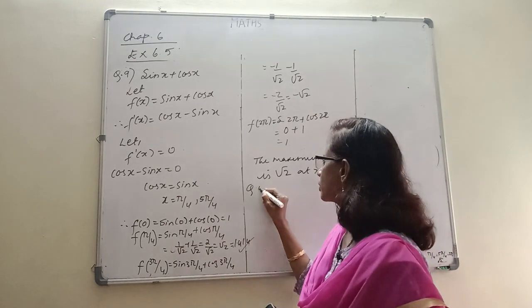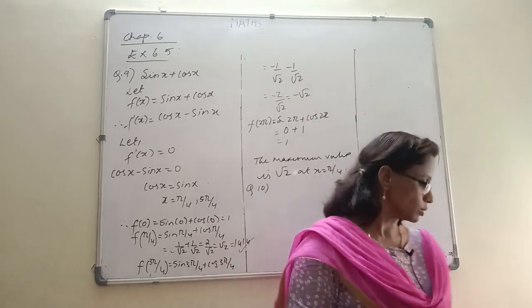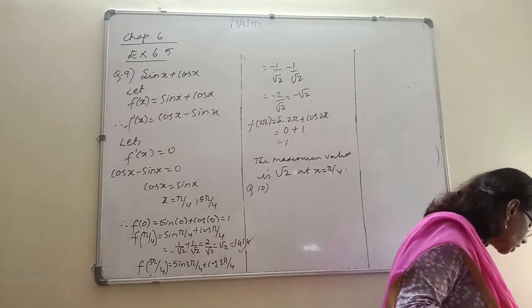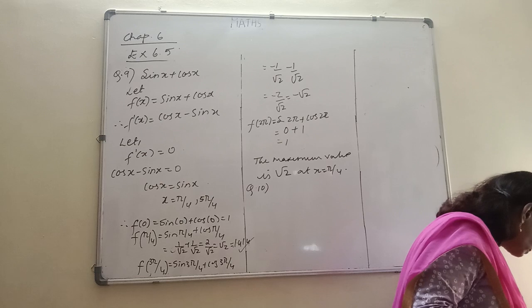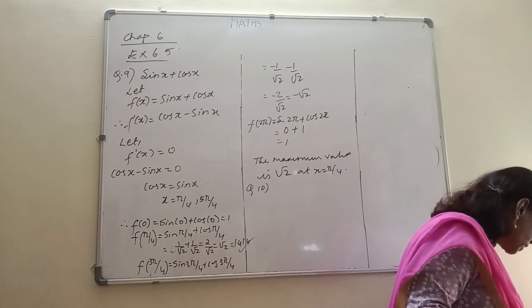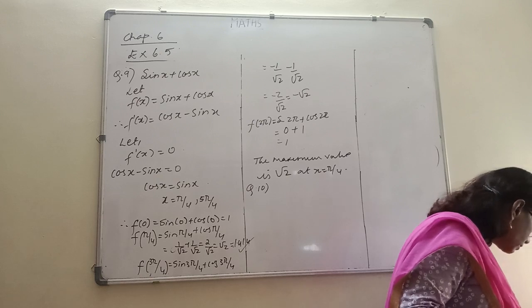Let's see if we can accommodate the question number 10 also. Let's see how it goes. The question number 10 says: find the maximum value of the function 2x cube minus 24x plus 107 in the interval 1 to 3.